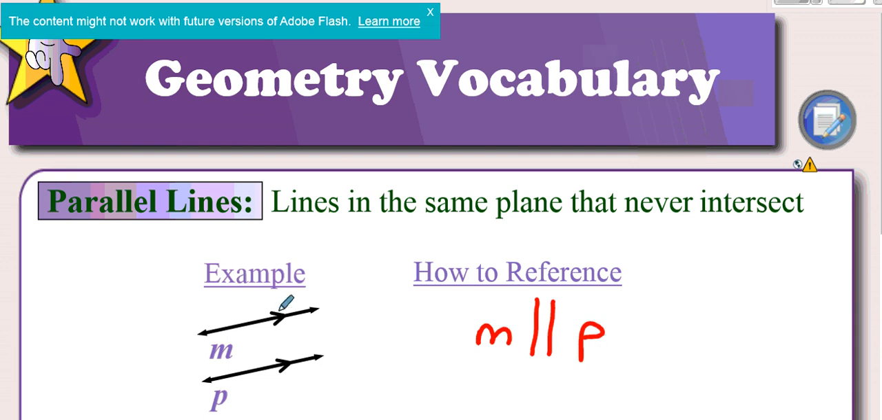Now, another thing about this, these little arrows in the middle of the lines, that right there tells you that they're parallel. That's a symbol in the drawing for parallel. That's important.